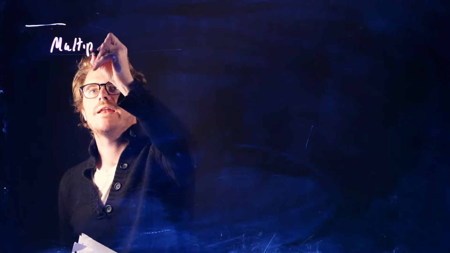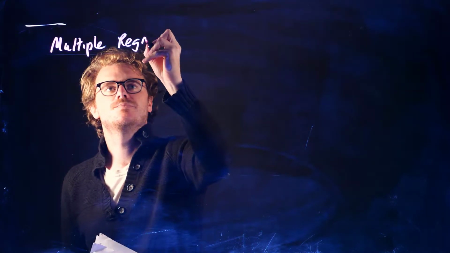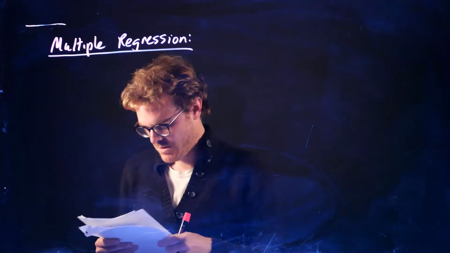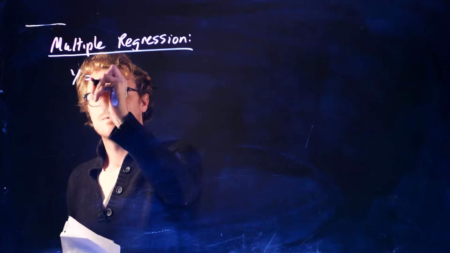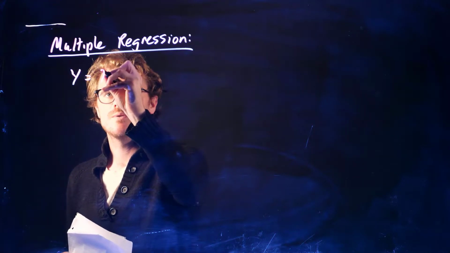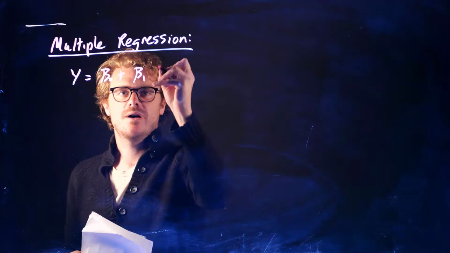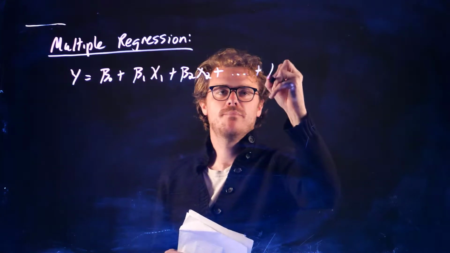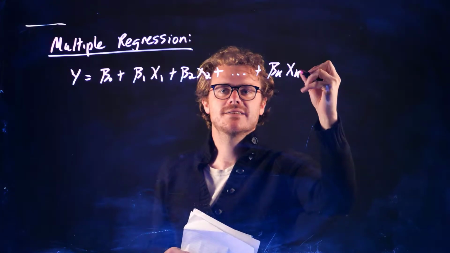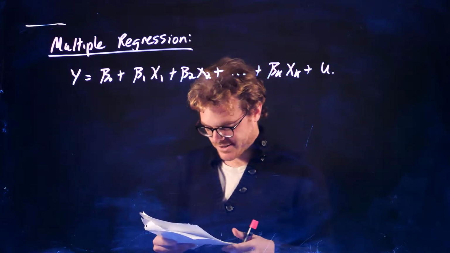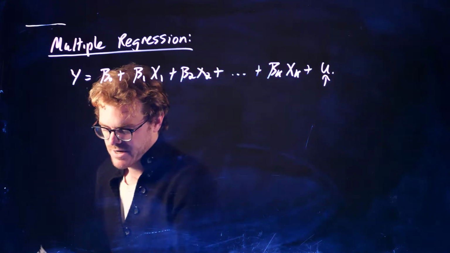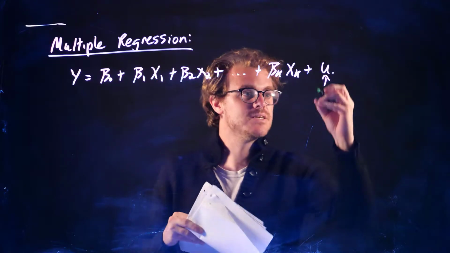All right, so now we have an idea of why we might want to do this. We can write out our multiple regression. Let's keep it really general. We have y equals beta 0 plus beta 1 x1 plus beta 2 x2 plus ... plus beta k xk plus this error term. So remember, I'll use a different color here to explain what all these things are.